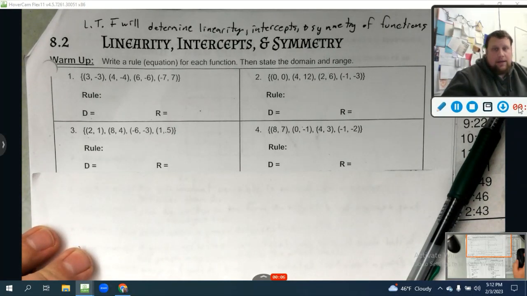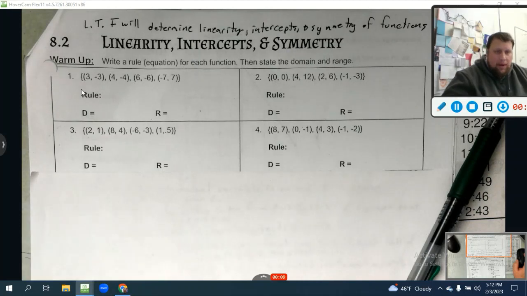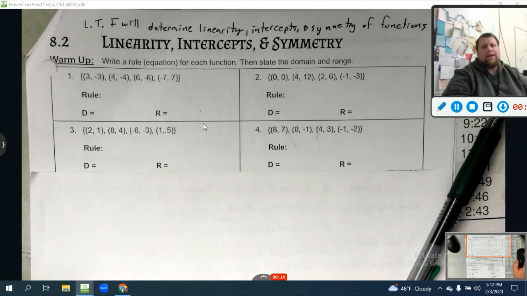Okay. Here we go. Take a minute, look at this warm up. You need to look at these, try to create a rule, and then just write down the domain and range in the little curly brackets. Ready, set, go.